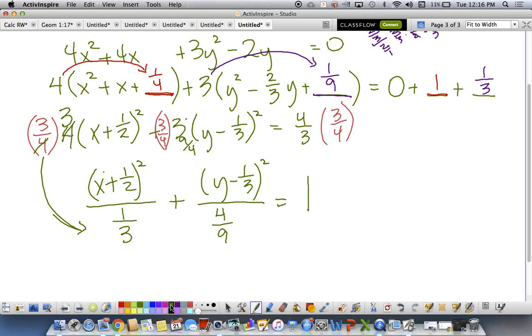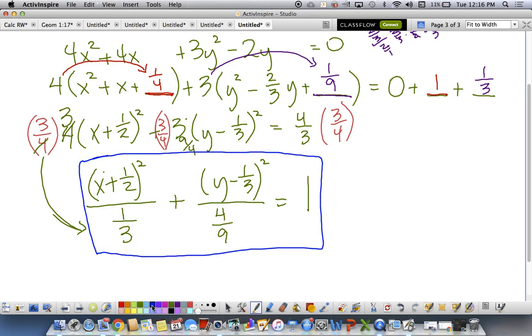Okay, this is the standard form of an ellipse. Their standard form is not. I'm going to tell you why. I wonder how long it takes for these people to figure out how to do it like this.